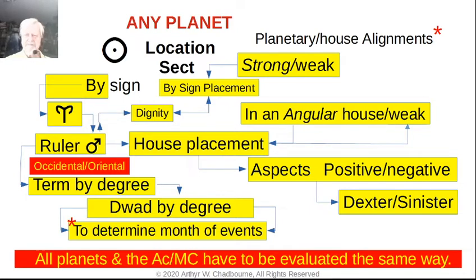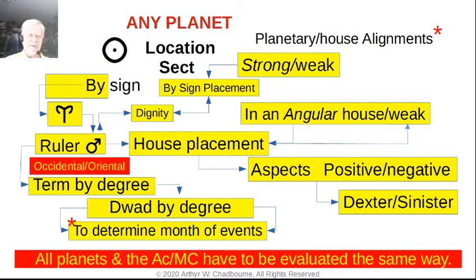Dexter or sinister? Dexter and sinister refer to the aspect of the two planets to the right or to the left in the chart. The one to the right is called Dexter, the one to the left is called sinister. Dexter is stronger, sinister a little weaker.